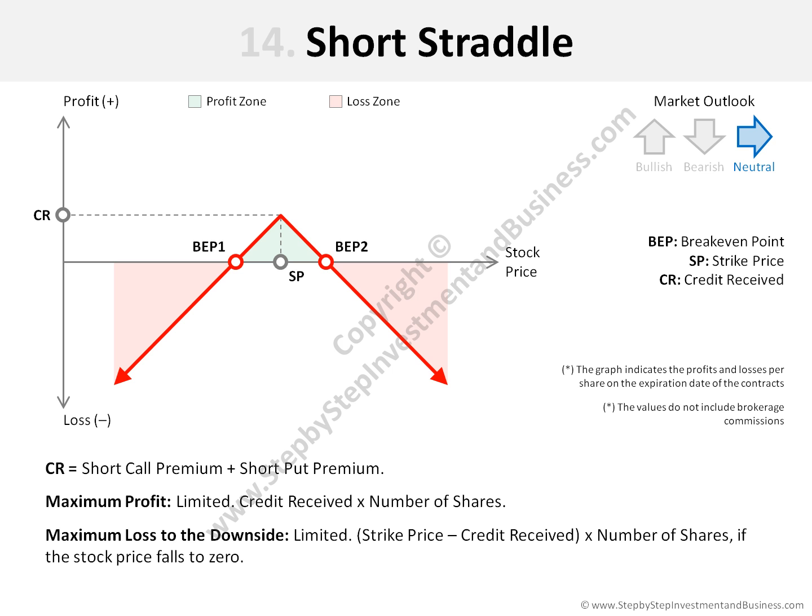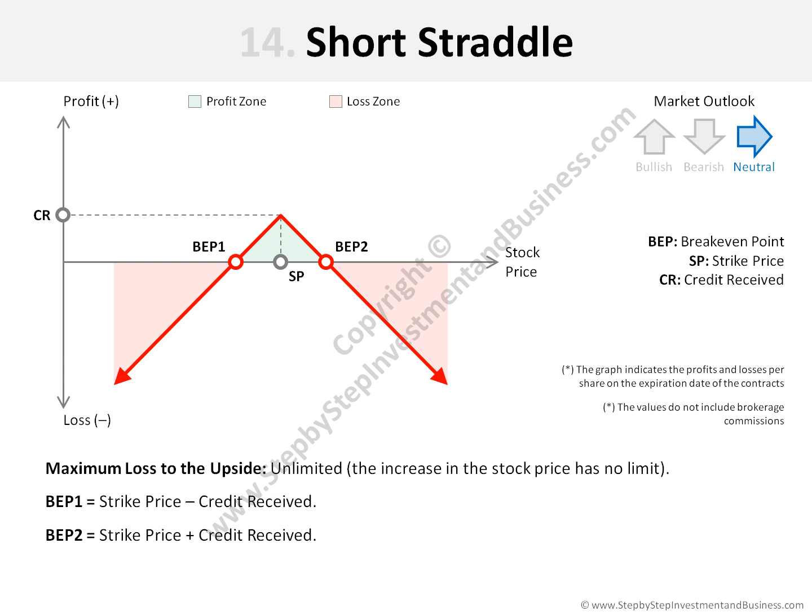The maximum loss to the downside is limited, but it can be very large. The most we can lose is equal to the strike price of the options minus the credit received, multiplied by the number of shares. This occurs if the stock price falls to zero. On the other hand, the maximum loss to the upside is unlimited because the increase in the stock price has no limit. So be very careful with this, because with this strategy we are exposed to a loss that can be very large.